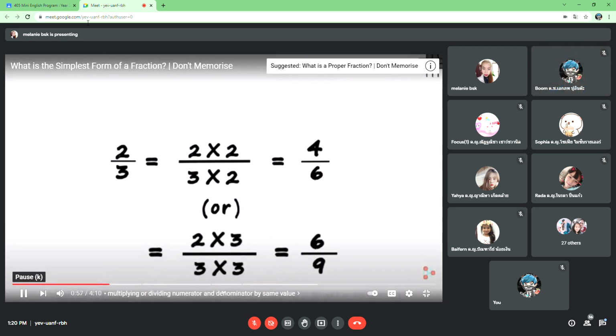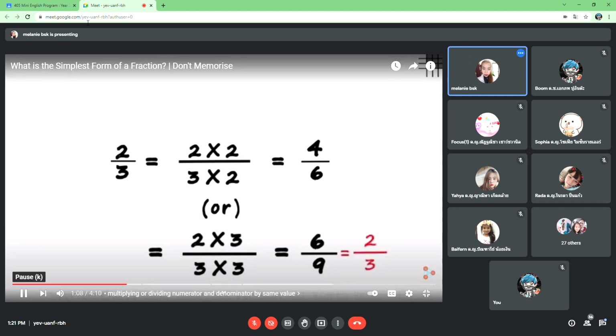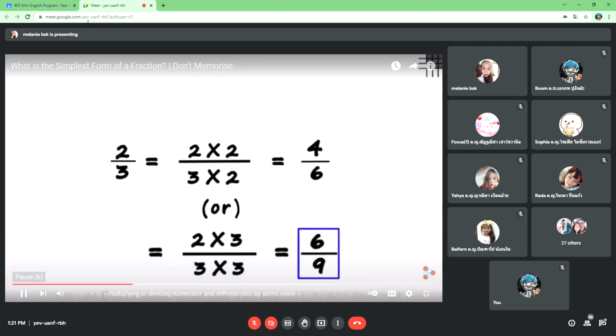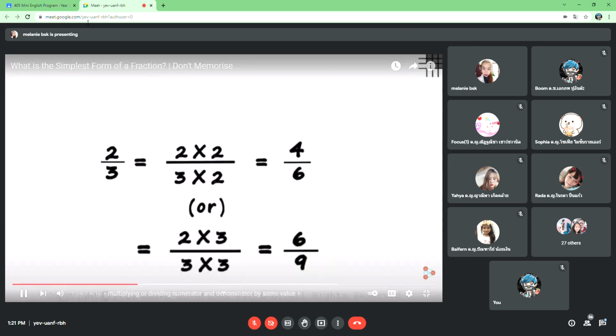Now, by intuition, we should also derive another special property of fractions. What do we get if we divide 6 and 9 by 3? Yes, 2 by 3. It tells us that if we divide the numerator and the denominator by the same value, the fraction remains unchanged.